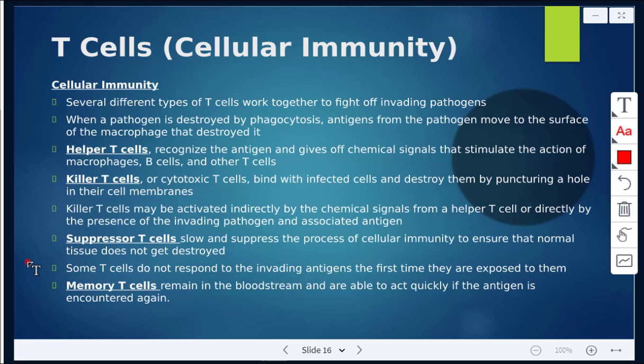Some T cells don't respond to the invading antigens the first time they're exposed to them. It's the memory T cells that remain in the bloodstream afterwards, and they're able to act quickly if that antigen is encountered again. So if the bacteria with that antigen enters again, they'll be able to lead to an immune response much more quickly.